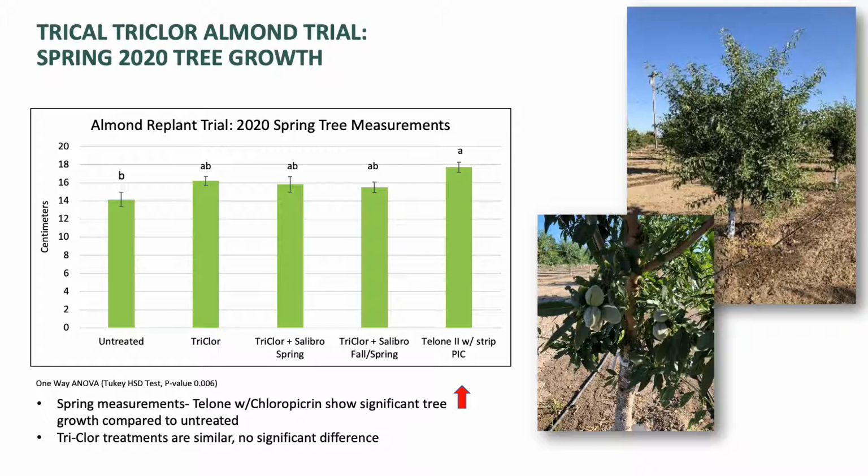This past spring, 2020, we have been monitoring tree growth, examining the tree circumferences of the treatments. There definitely shows a significant increase in tree growth among the fumigant treatment Telone 2 with chloropicrin compared to the untreated. All TRICLOR and Celebro treatments showed a gradual increase in tree growth compared to the untreated block. We will be continuing to monitor tree growth this fall as well as next spring to see if there is any significant difference among the treatments.